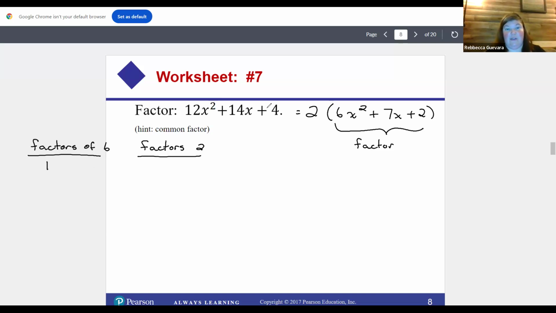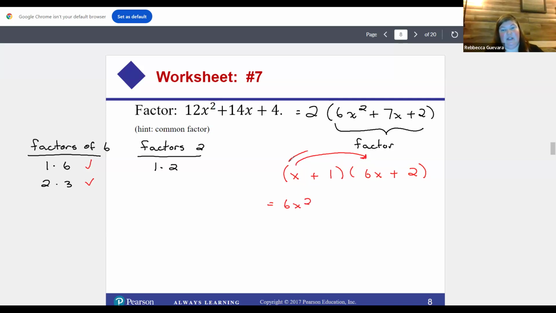So once again, everything's positive, so I'm only going to worry about positive factors. 1 times 6 or 2 times 3. And here my choices are 1 and 2. Kind of similar to what we had before, it's just opposite ends. So we have no choice that our second set is going to be 1 and 2. I can't change that one. What I can change are these ones. So I'm going to do 1x plus 1 and 6x plus 2, and we'll see if it works. Like I said, I'm just doing this randomly.